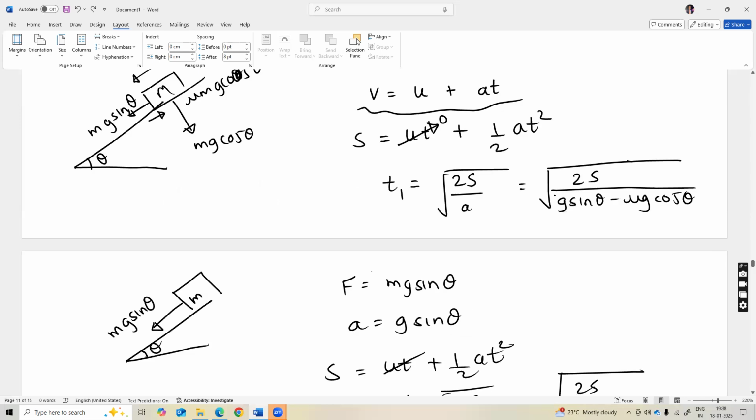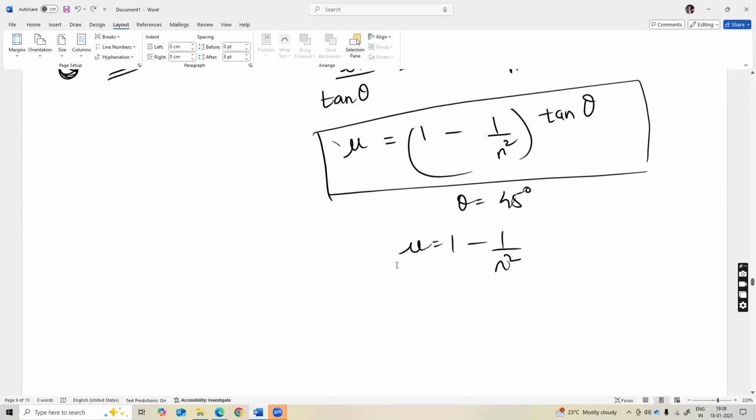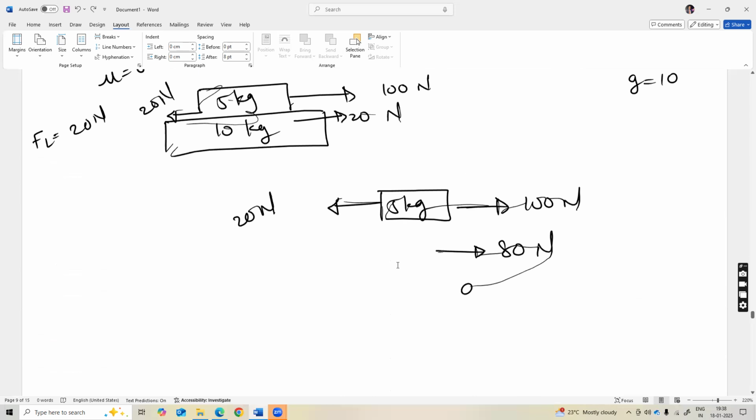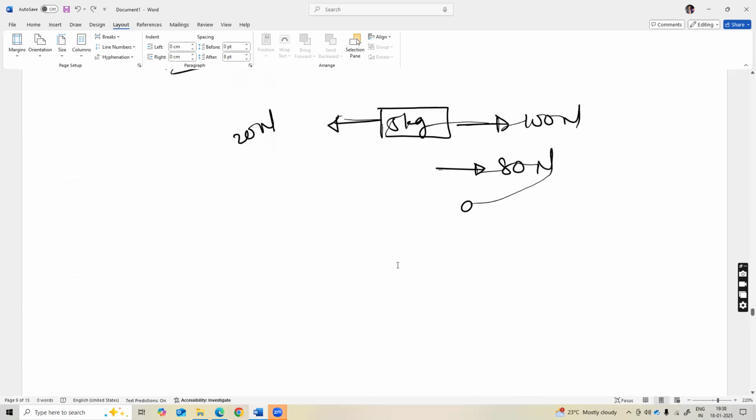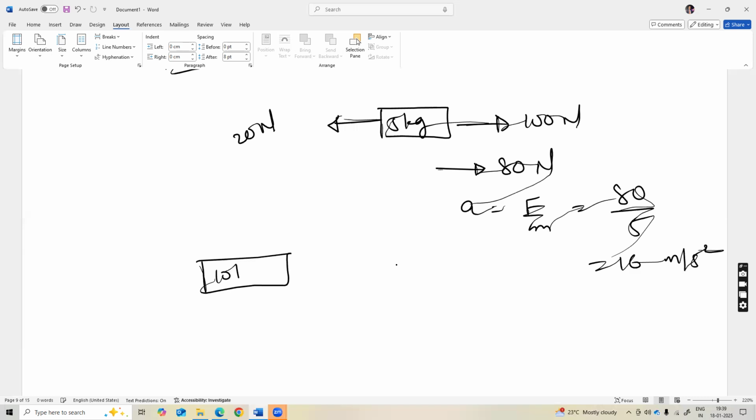now in this case both the blocks will move with different accelerations, when applied force is more than limiting friction. So acceleration will be force upon mass, so it will be 80 upon 5, that will be 16 meter per second square. Whereas for the 10 kg block, there is frictional force only which is acting in the right direction, of 20 Newton. So its acceleration will be 20 upon 10. It will be 2 meter per second square.